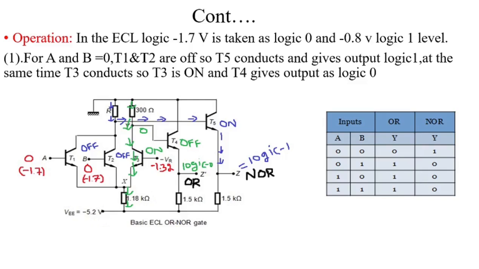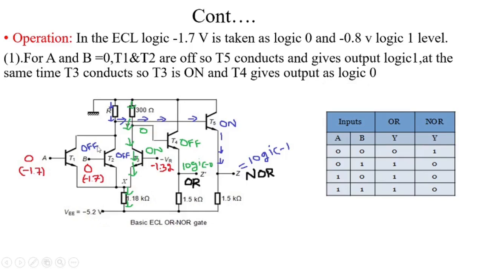Therefore, we get four possible combinations. The first one is for A and B equal to 0: T1 and T2 are off, so T5 conducts and gives output logic 1. At the same time, T3 conducts, so T3 is on and T4 gives output as logic 0.